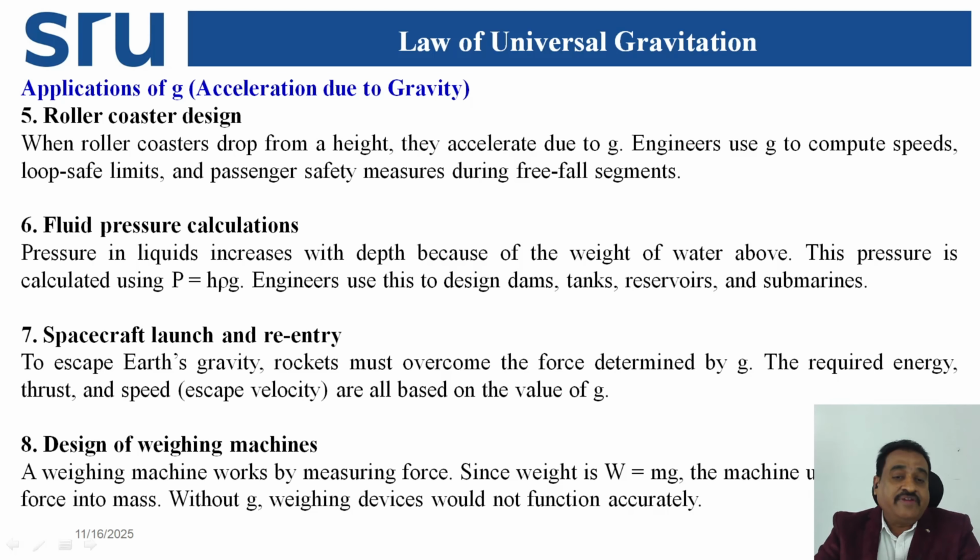Design of weighing machines. A weighing machine works by measuring force. Since weight W = mg, as we know very well, m is the mass and g is the acceleration due to gravity. The machine uses g to convert force into mass. Without small g, the acceleration due to gravity, weighing devices would not function accurately.